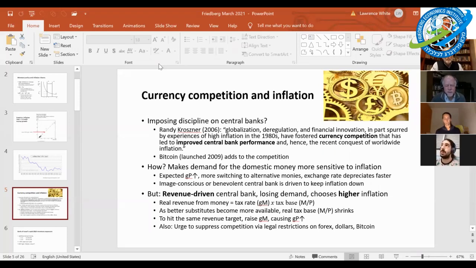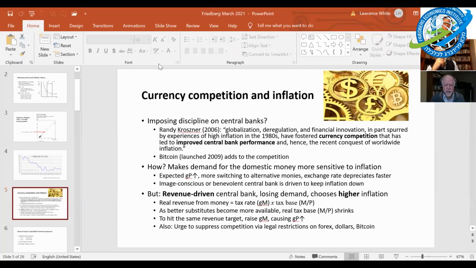And you can think of the revenue from printing money as, like any tax, the product of the tax rate and the tax base. The tax rate is the rate of expansion, or if you like, the rate of dilution of the purchasing power of money through money growth. And the tax base is the real value of the money people hold. So it's the nominal money supply divided by the price level. As better substitutes become available, this real tax base shrinks. The value of the money people hold in the domestic monetary unit shrinks. So in order to get the same revenue, if you're taxing a smaller base, you need a higher tax rate. And so those governments increase the rate of money growth.